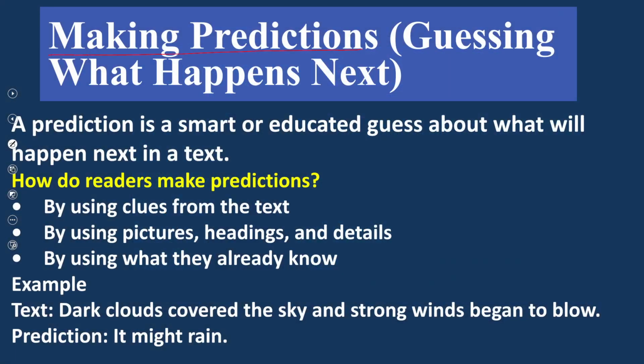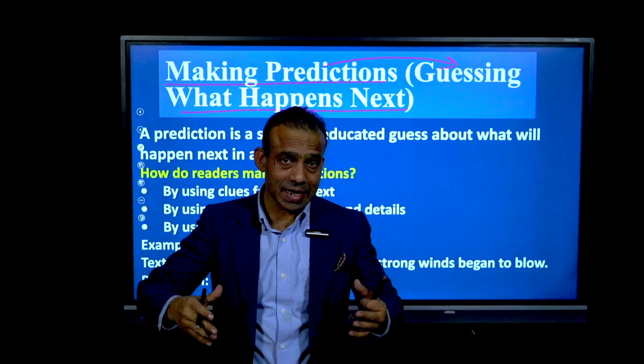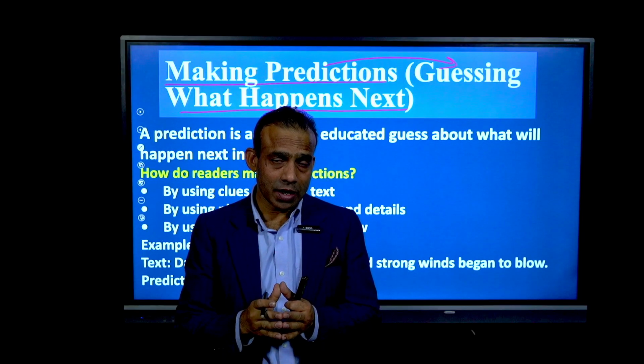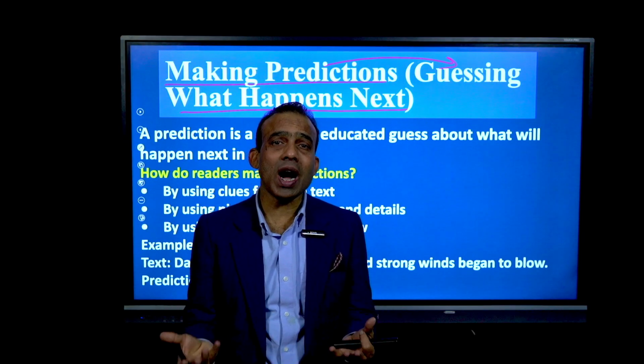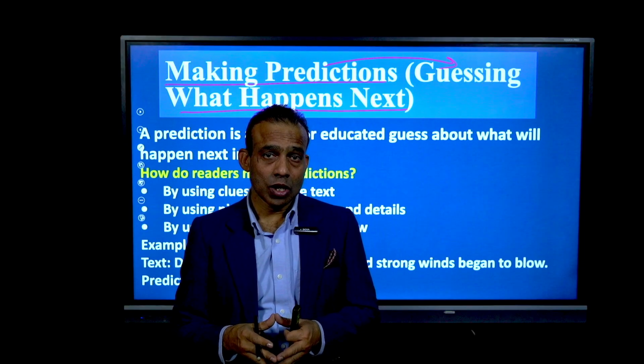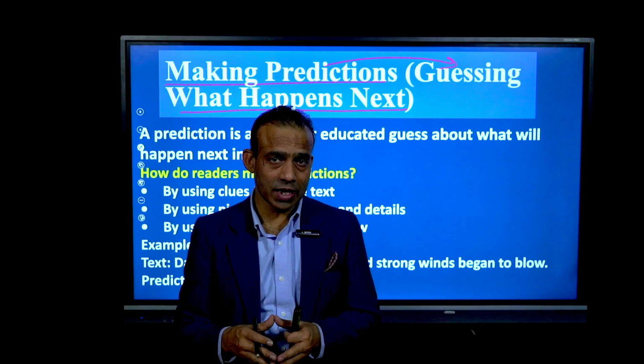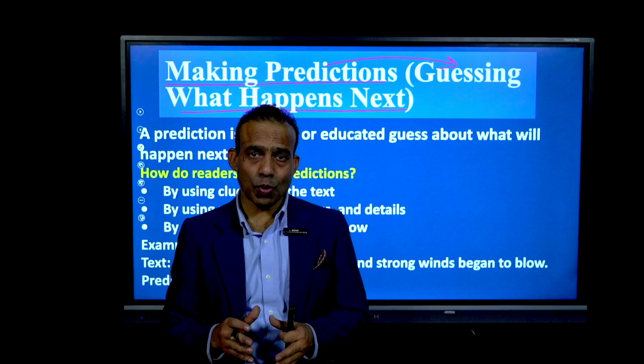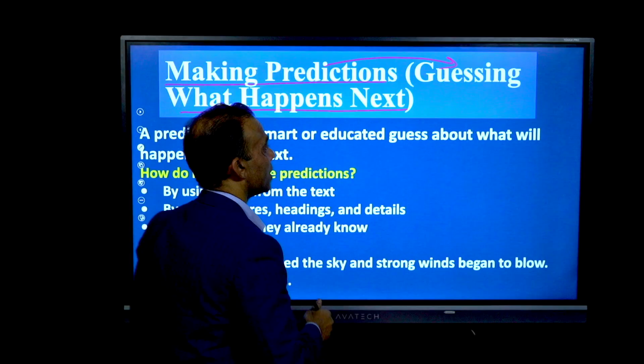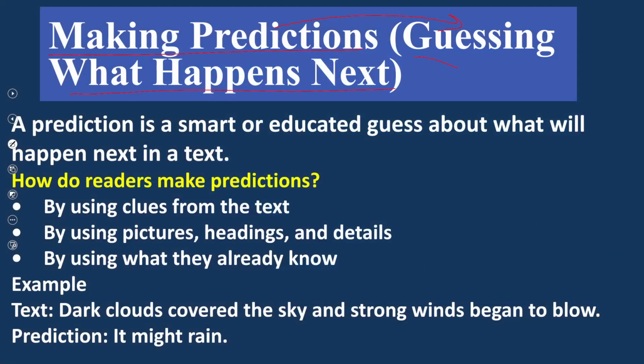Making predictions. Predictions mean guessing what happens next whenever we read. Dear students, whenever we read any text, there is inquisitiveness, there is inquiry in any reader's mind. And to fulfill that inquiry, the reader tries to know what is going ahead in the text. This process is called predictions, right? It is called guessing. Yes, a prediction is a smart or educated guess about what will happen next in a text.